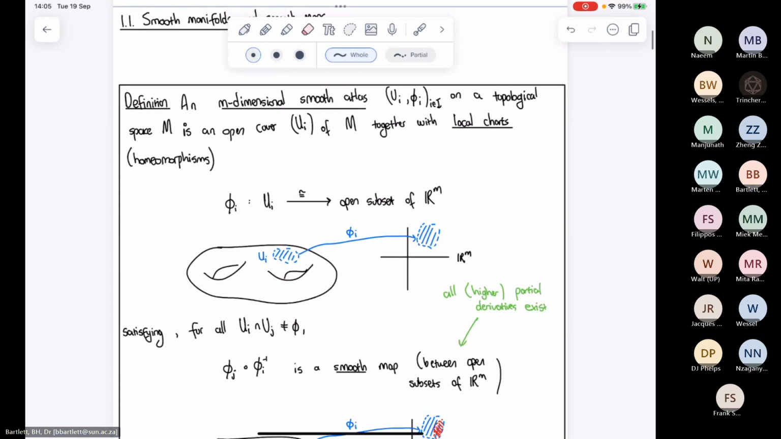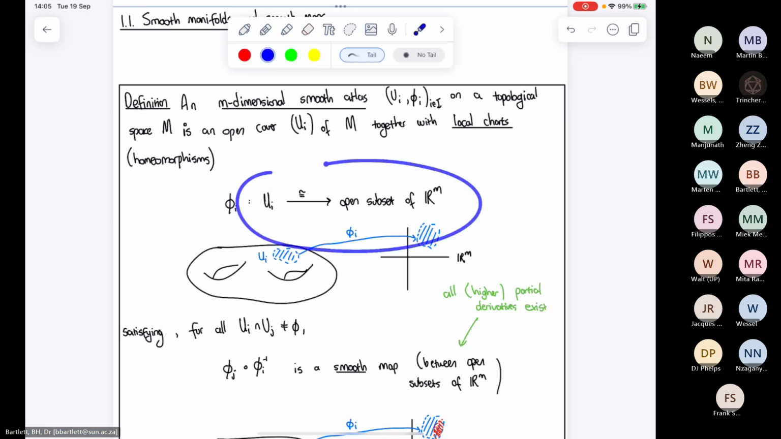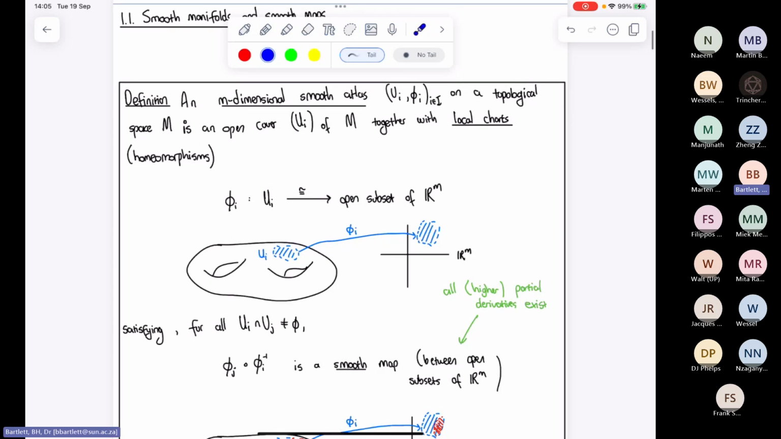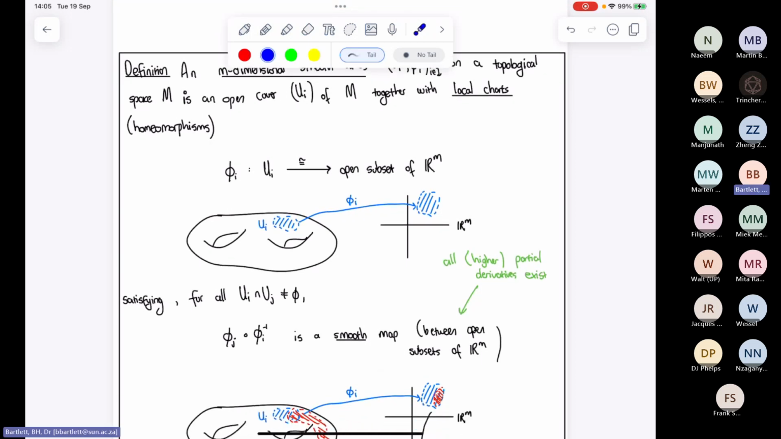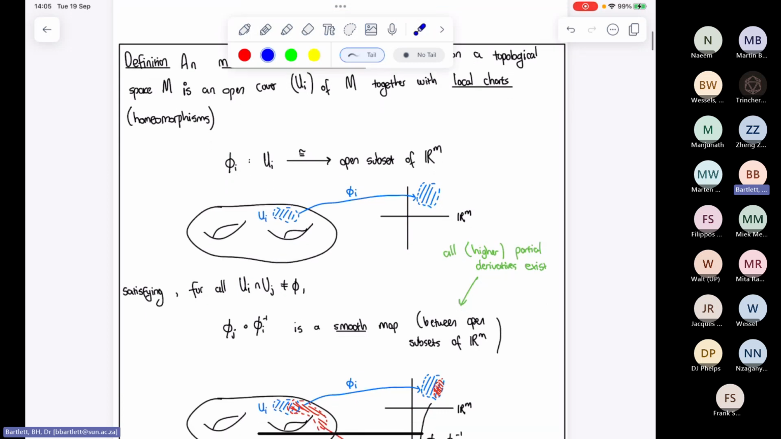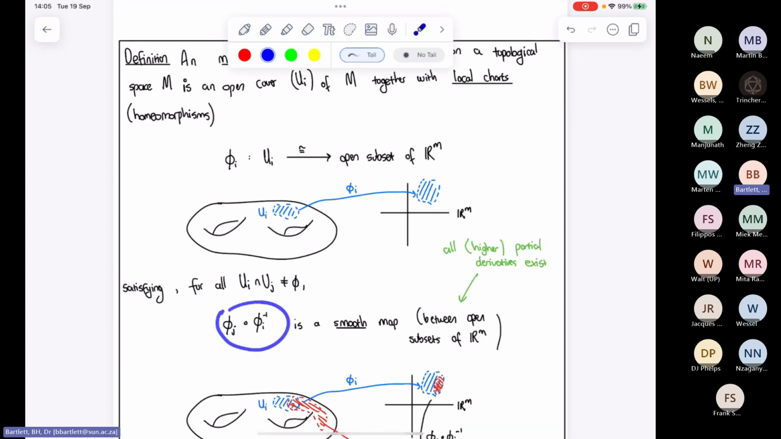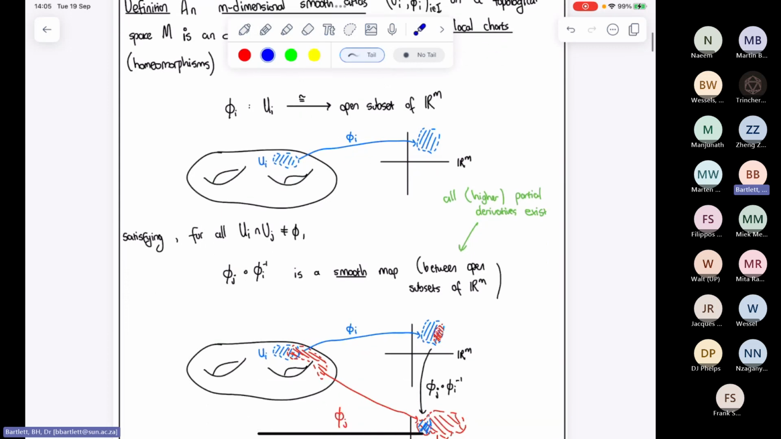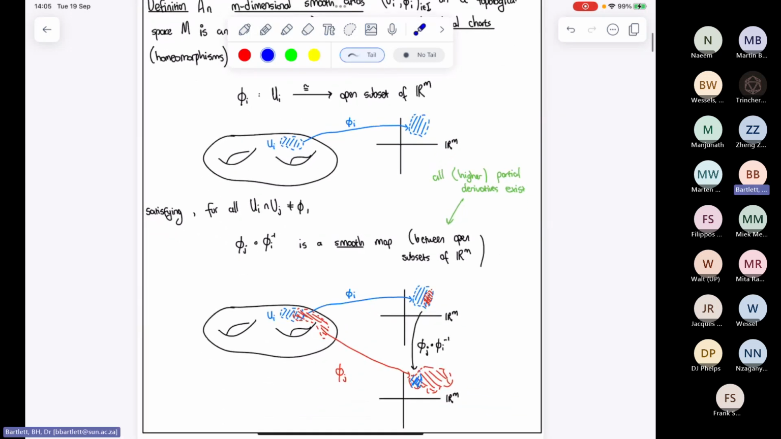An m-dimensional smooth atlas on a topological space M is an open cover of M together with local charts from each Ui in the open cover to an open subset of Rm, satisfying, for all intersections that are non-empty in the open cover, that the transition function, namely you do the inverse of the one chart map and then you use the other chart map, is a smooth map between open subsets of Rm. So let's be clear about this.